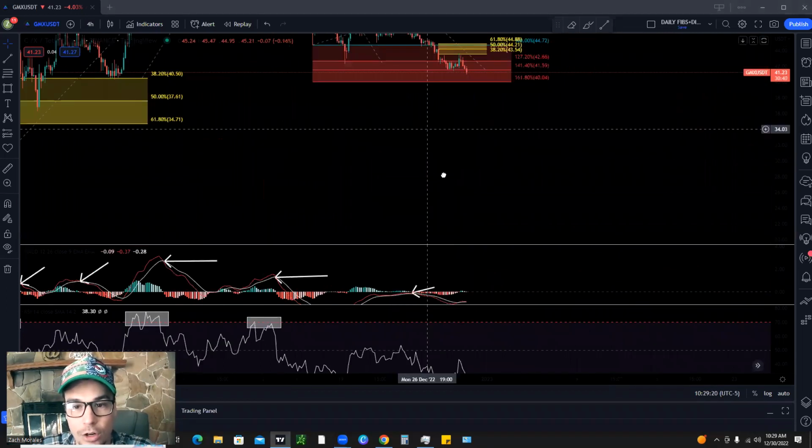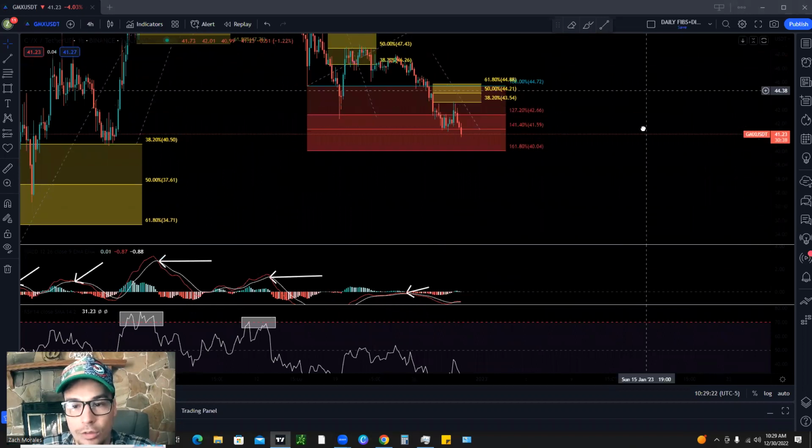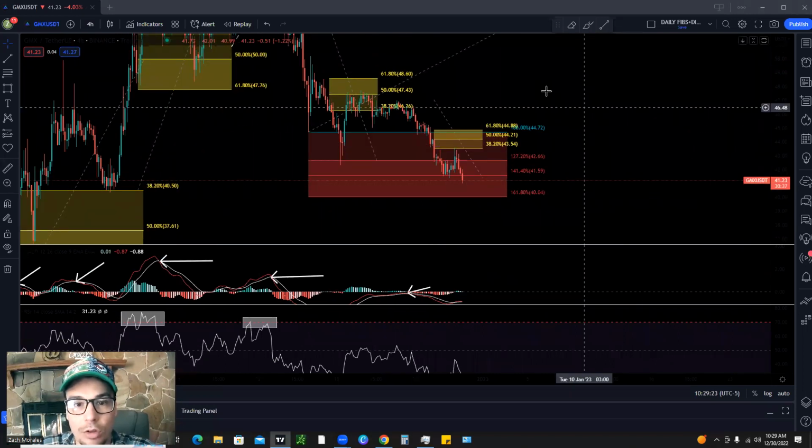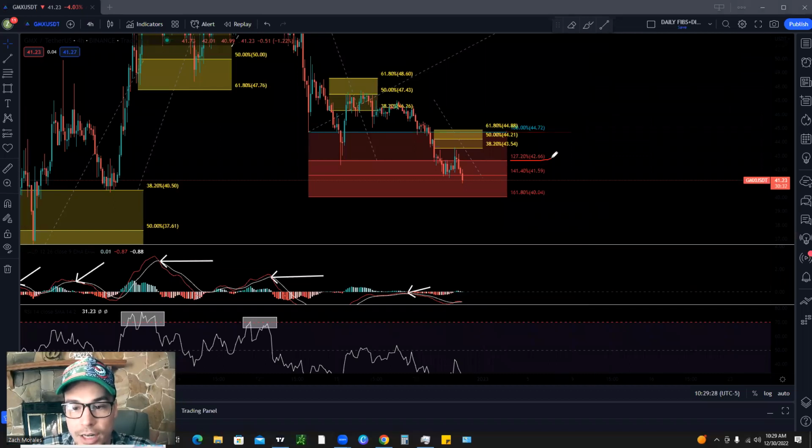So if we go back to our current price levels right now, we've already broken through our breakout level of 44.72. We've hit our first price target down here to the downside of 42.66, and we also hit our second price target down here at 41.59.